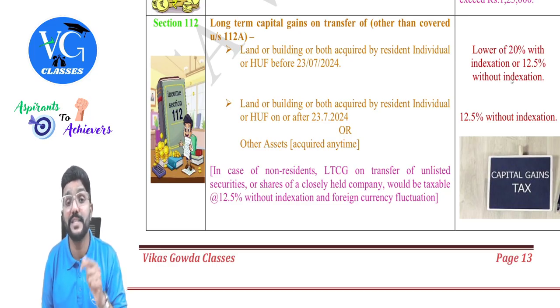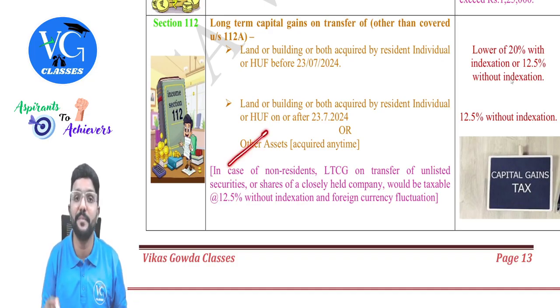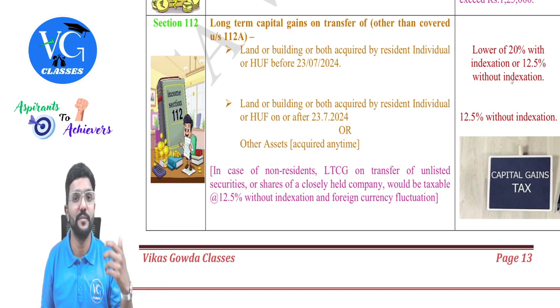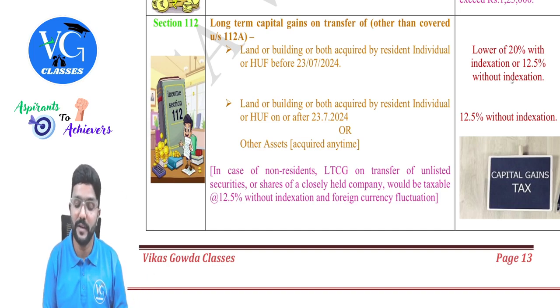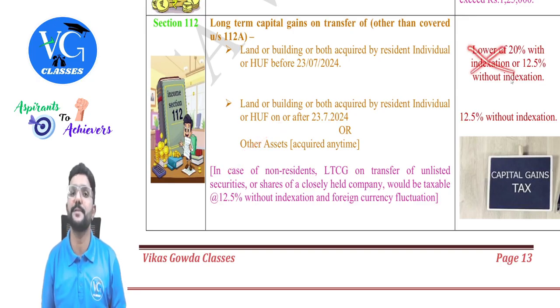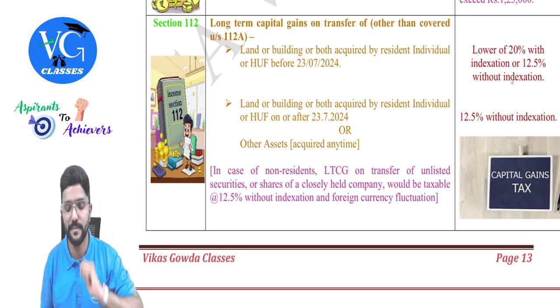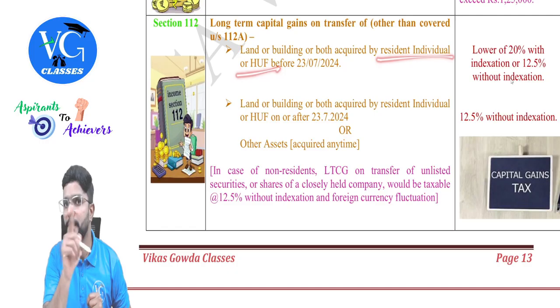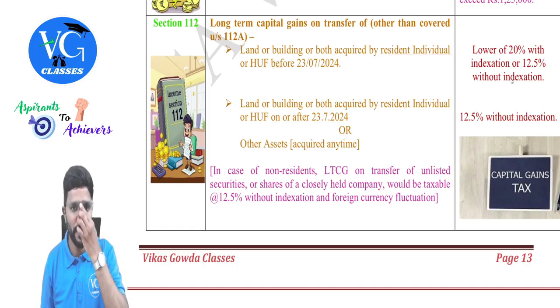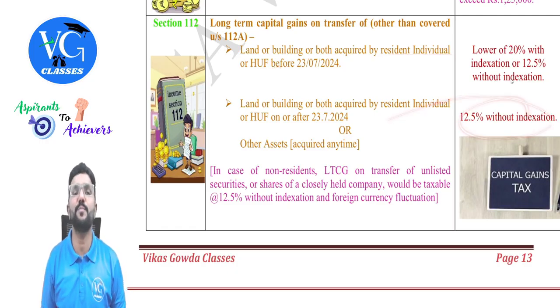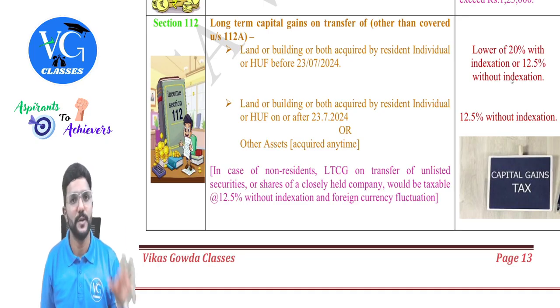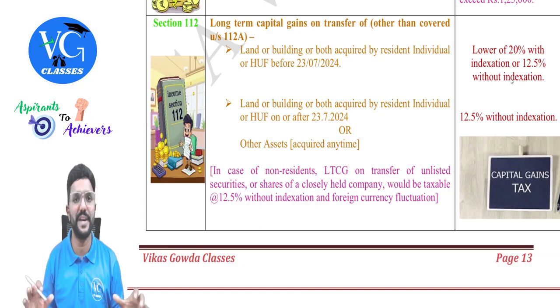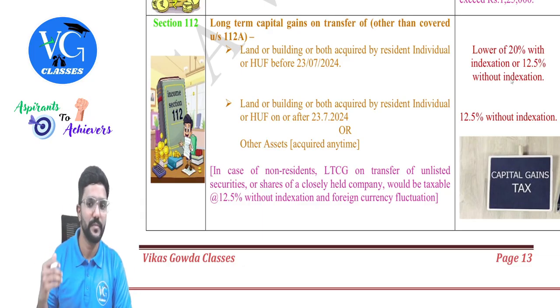And please be careful, if it is a land or building acquired by any other person also, it can come here only. For example, a partnership firm or company, it will come here because they also don't get this benefit no matter when they have acquired it. Got it? Yes, because this benefit is available only for resident individual and resident HUF, guys. Okay, sir. So what is the tax rate? 12.5% without indexation. So we need to compute long-term capital gain without indexation. On that, the tax rate would be 12.5%, guys.